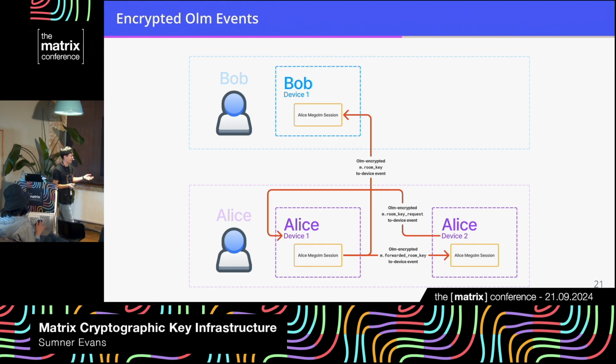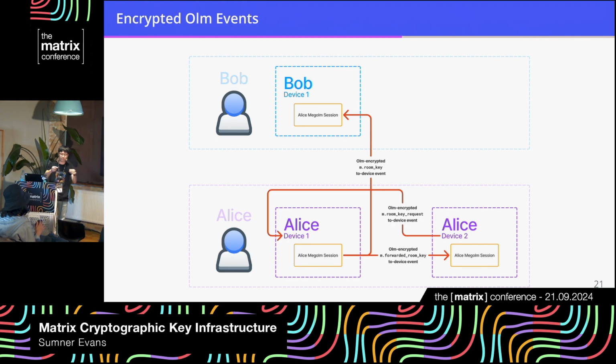So this is pretty good, right? We're able to send keys to all the relevant parties. We can exchange keys between our own user's devices. Why do we have all the rest of this stuff? Well, new logins are the real problem. Say Alice just logged into device 2.